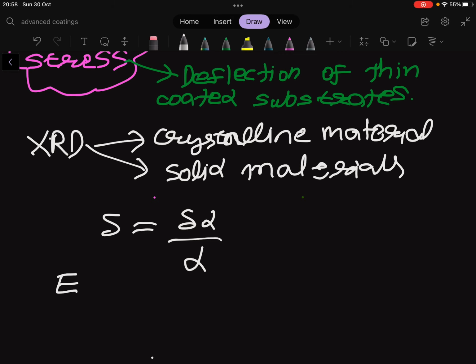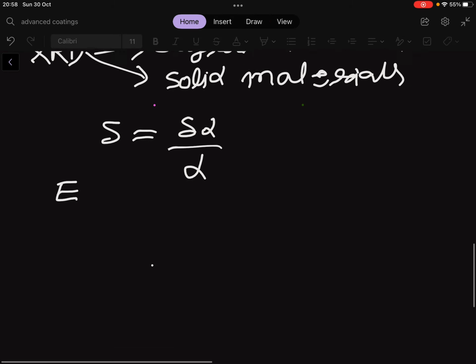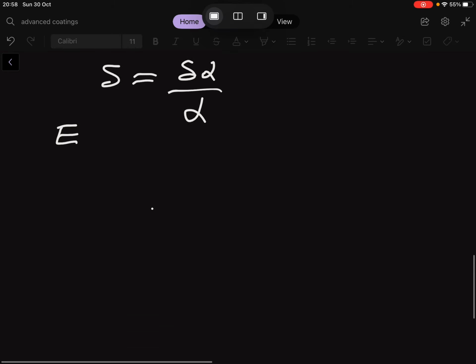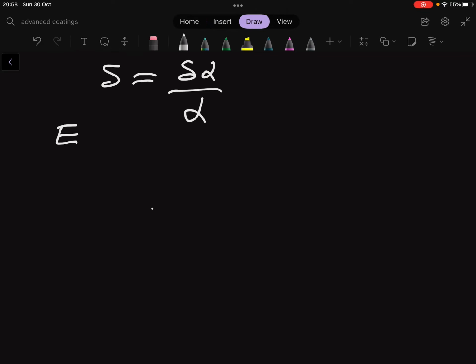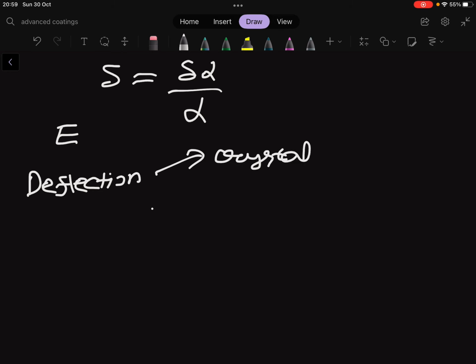Now the alternative method is based on deflection of our substrate, that is deflection of our reference substrate. This is the most versatile method because we can analyze both crystalline and amorphous coatings.